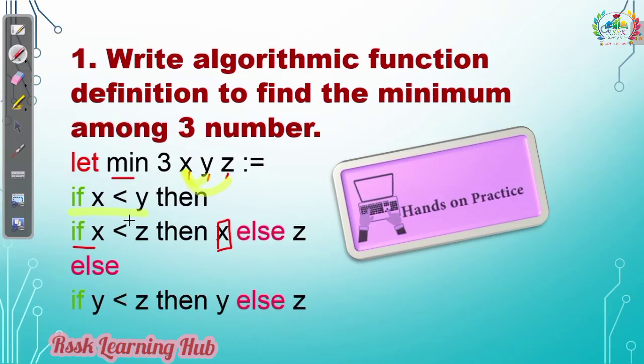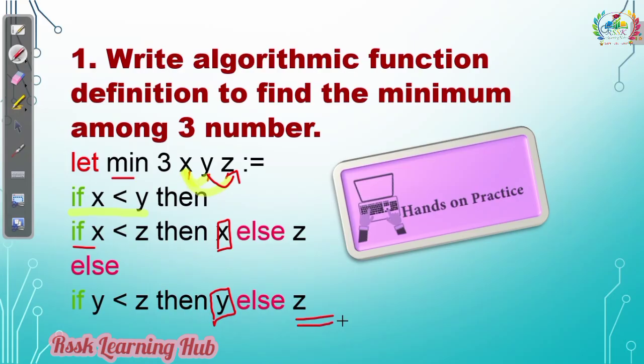If it is not less than, what will happen? It will go for the y value, the second stage. Already this statement is false, meaning x less than y is false, which means y is minimum. So y will be checked against z. Else if y less than z, then y. So it will print the minimum value as y. If this condition is not satisfied, automatically z is the minimum number.